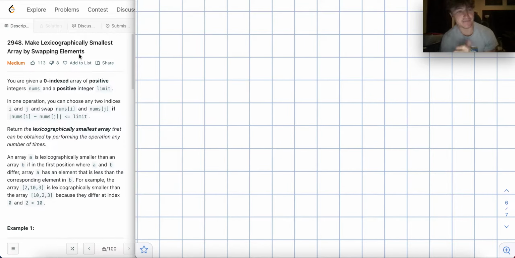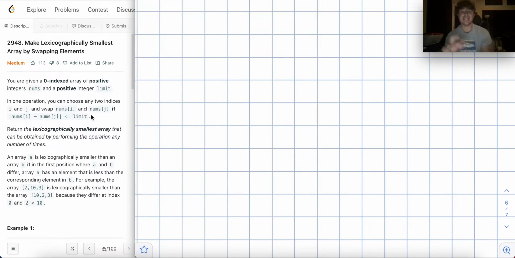Okay, 2948, make lexicographically smallest array by swapping elements. Doesn't that sound fancy? So you're given a 0-indexed array of positive integers nums and a positive integer limit. In one operation, you can choose any two indices i and j and swap them. So I can swap nums[i] with nums[j] if nums[i] minus nums[j] is less than or equal to limit.